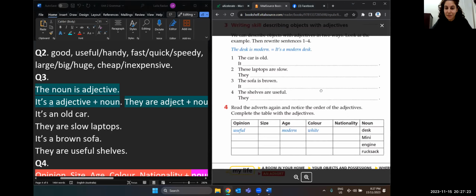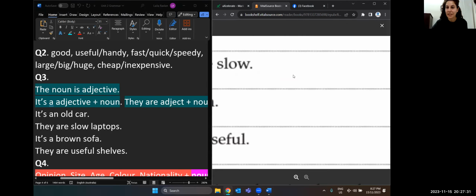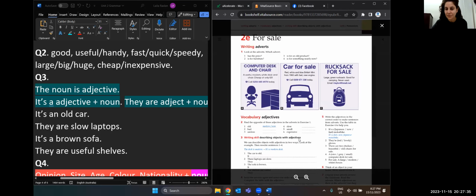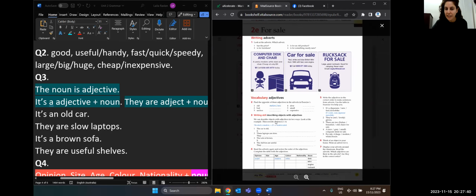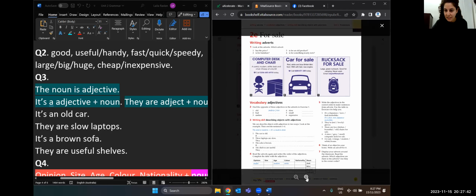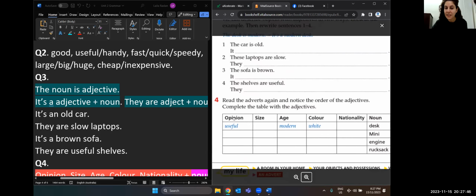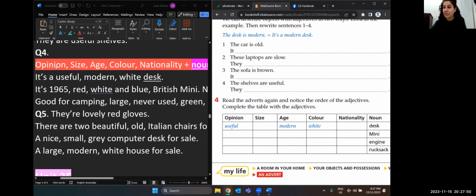Okay, good. Number 4. Let's have a look at those advertisements again, A, B, and C, about the desk, about the car, and about the backpack, rucksack. So I'm going to give you 2 minutes just to put the information that you see in this one. So an opinion is what you think of it.